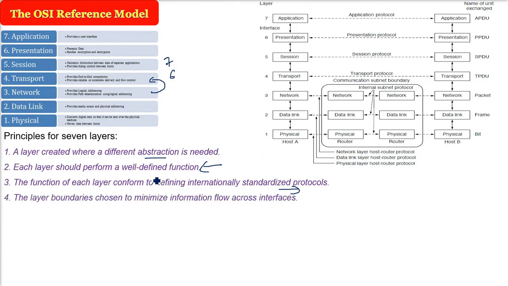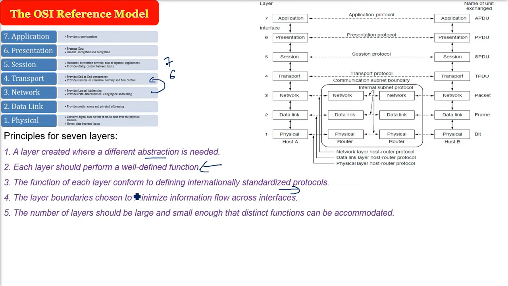And the layer boundaries are chosen such that the information flow between the interfaces is minimum. Interfaces are what? Between two layers there is interfacing. Then the layers decided should not be bulging or too thin. That is, the number of layers should be large and small enough that various functions can be accommodated. One should not be overwhelmed, and one should not have too few functions.